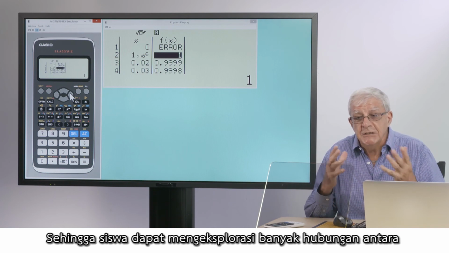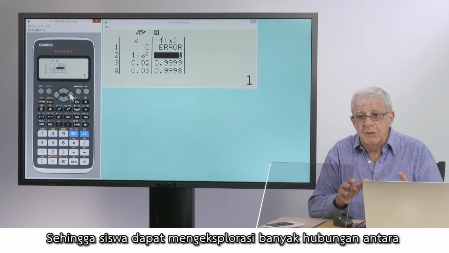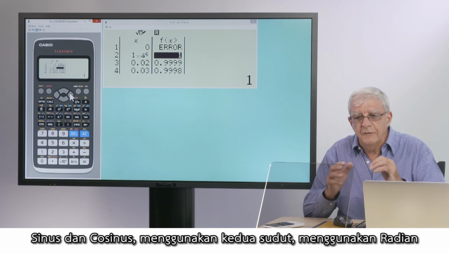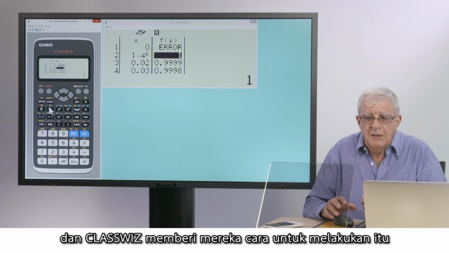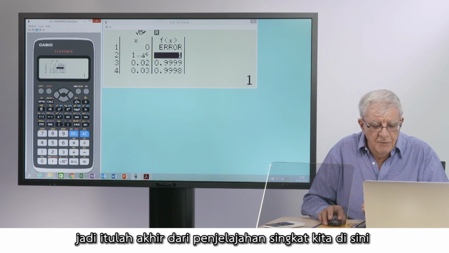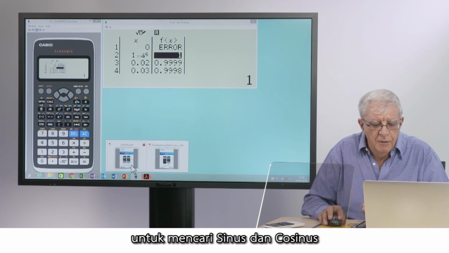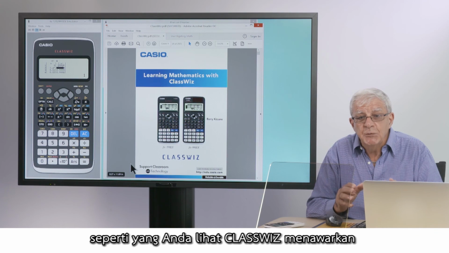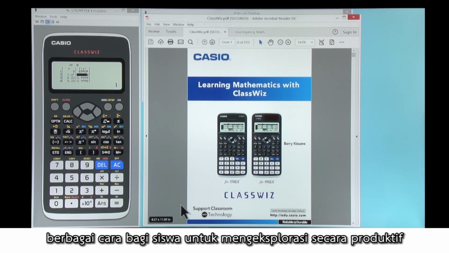So students can explore many relationships between sine and cosine using both degrees and radians, and the ClassWiz is providing them with a means of doing that. So that's the end of our brief exploration here for sines and cosines. As you can see, ClassWiz offers a variety of ways for students to explore these productively.